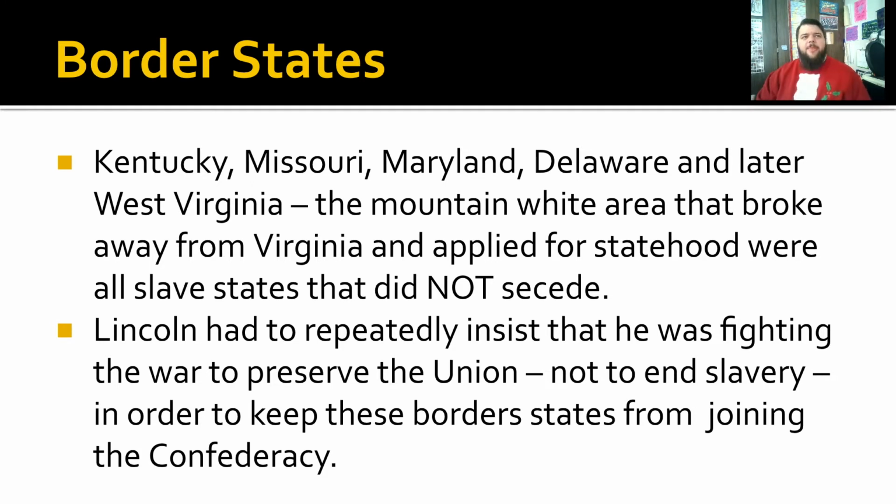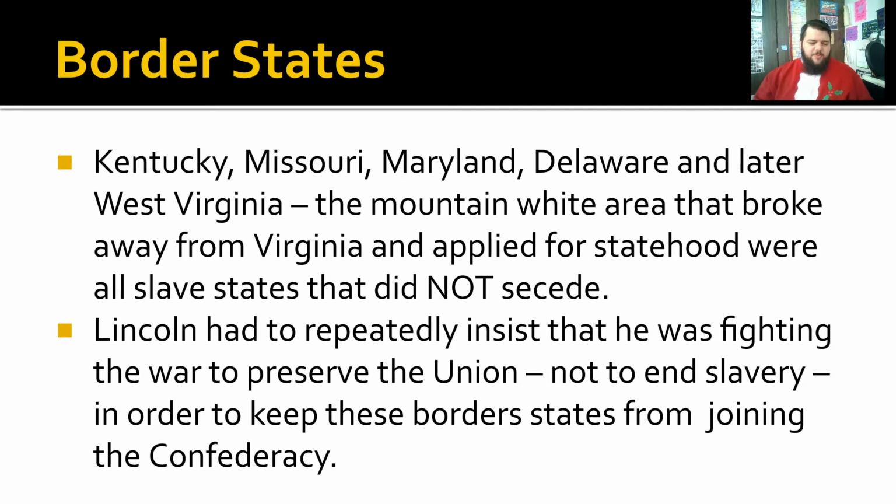Let's get started. When we're talking about border states, we're talking about Missouri, Kentucky, eventually West Virginia, Delaware, and Maryland. And all of these are going to be slave states that do not secede from the Union. They stay part of the Union.